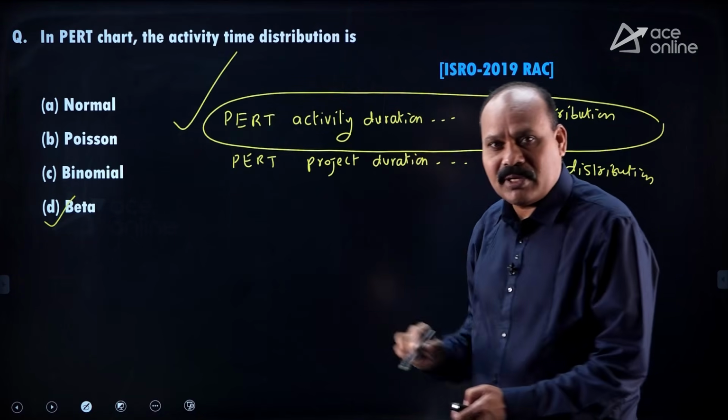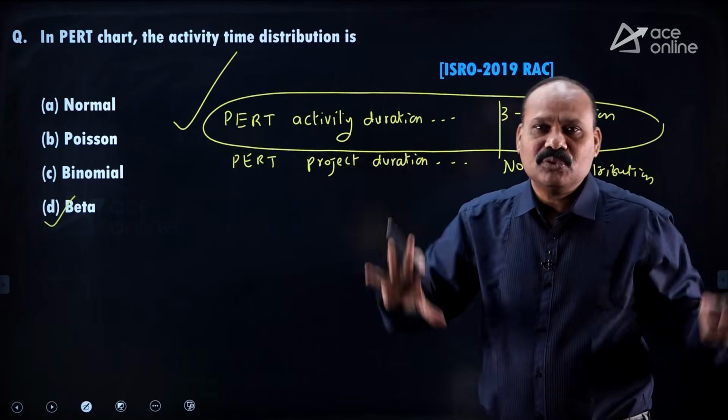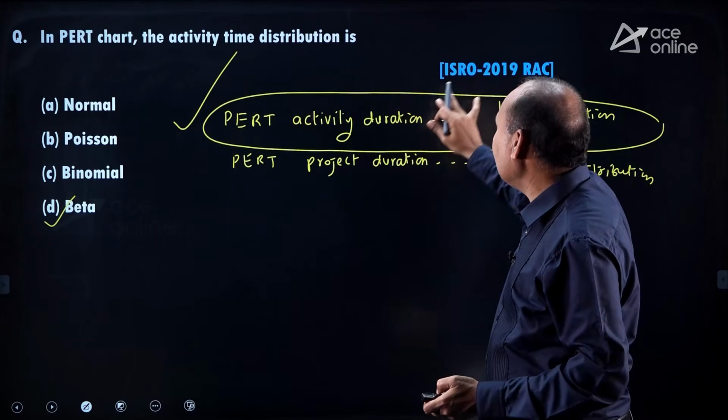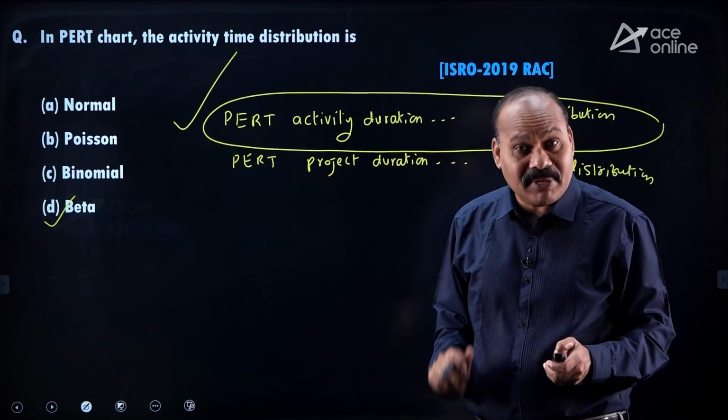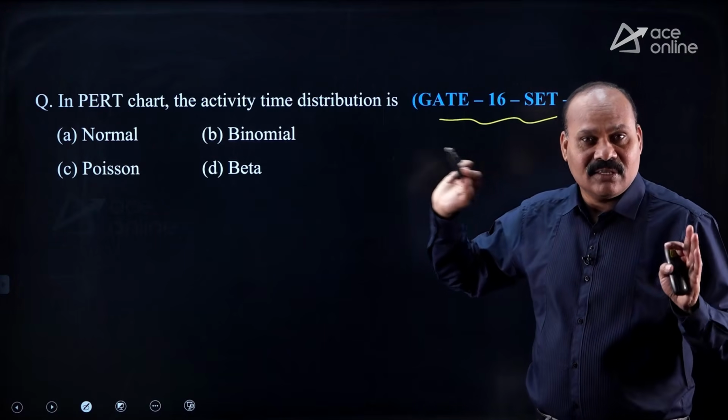Normal, Poisson, binomial, beta. What do you understand now? The examiner has copied the 2016 question as it is in ISRO 2019. Am I right? This is actually the GATE 2016 question directly taken. This is a 1 mark question.